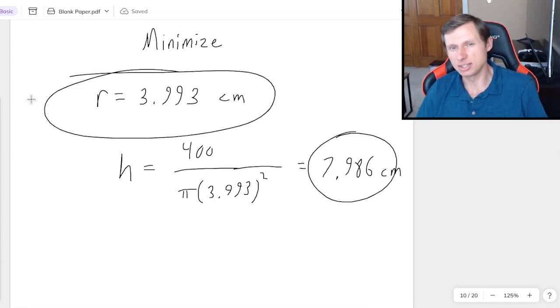Which I must say, this is a pretty small can of soup, but whatever, who cares? This is the answer. And again, now you should be doing more optimization problems to make sure you understand how to solve difficult problems, because there's a lot of them out there.